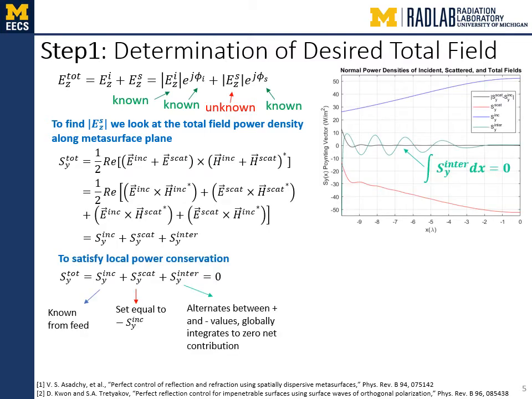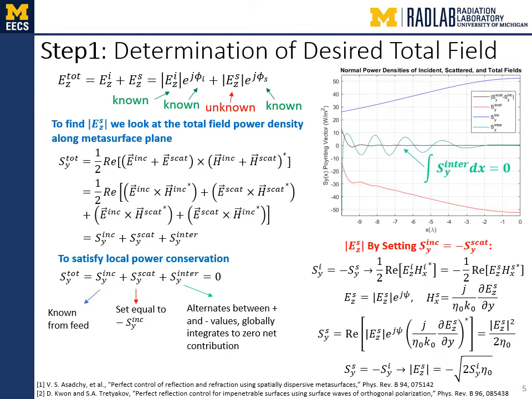To satisfy local power conservation, we have to set the total field power density equal to 0 at all points along the metasurface. We set the scattered field power density equal to the negative of the incident field power density. We can thus find the amplitude of the scattered electric field through this equality. This leaves only the term associated with the interference between the incident and scattered fields. This term alternates between positive and negative values.